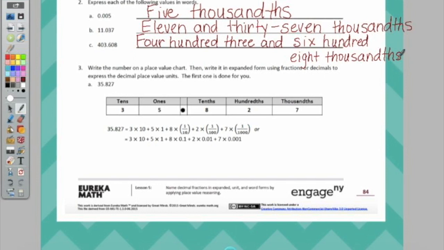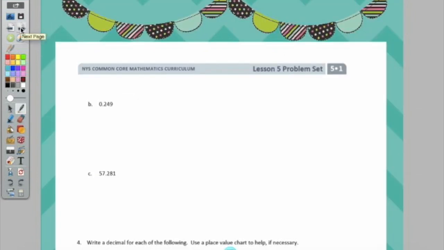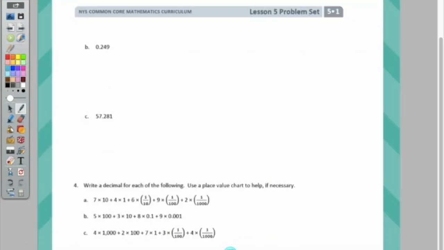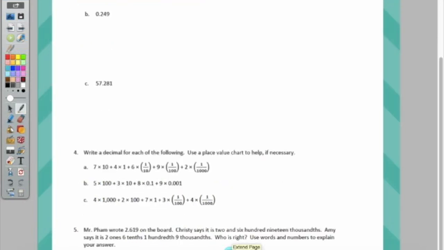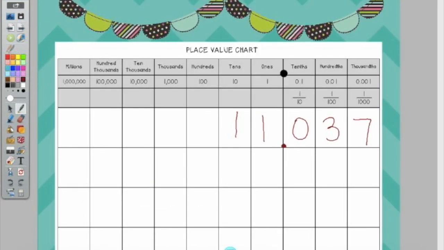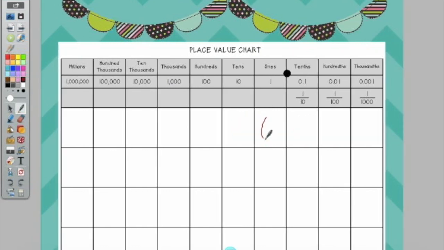Okay, so the next part is expanded form. We're going to do it both ways with fractions and decimals. The first one is done for you. It says to put it on a place value chart. Now, if you'll look at the next page, there is no place value chart. So we will use our iPads for that, okay? So take a look at the first problem. So the first thing I do is copy it onto the place value chart. What's the number, Beverly? Okay. So how do I say this?